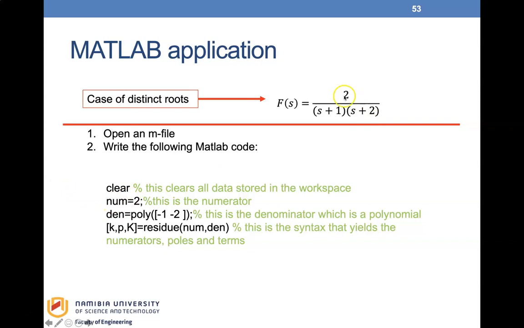Then our numerator is 2. And our denominator, in the factorized form, is a polynomial. So we have -1, -2, because from this you can see that s equals -1 and s equals -2. So we put in those values of s from the denominator in the polynomial in a square bracket. Then we have k, p, and k. This is capital K, this is small k, and these are the poles. So the syntax is called residue numerator denominator, where numerator is this, denominator is that. And this syntax yields the residues, poles, and direct terms.